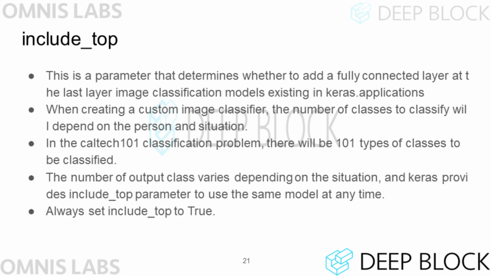Now, let's design the model before we start training the model. When initializing MobileNet, the argument of the includeTop parameter must be set to true. This parameter determines whether or not to add a dense layer to the last layer. If you do not pass true to this parameter, the model cannot be trained. So be sure to pass true to this parameter.